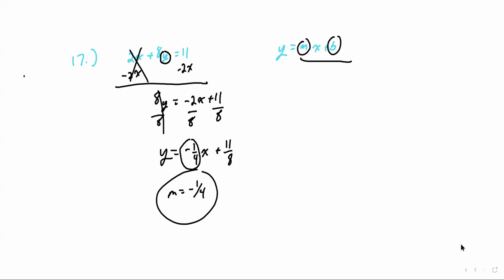All right, let's do another one. Let's look at 19. We are given 4y equals 13. Again, I want to solve for my y, so the only thing I have to do in this situation is just divide by 4. So y equals 13 divided by 4.